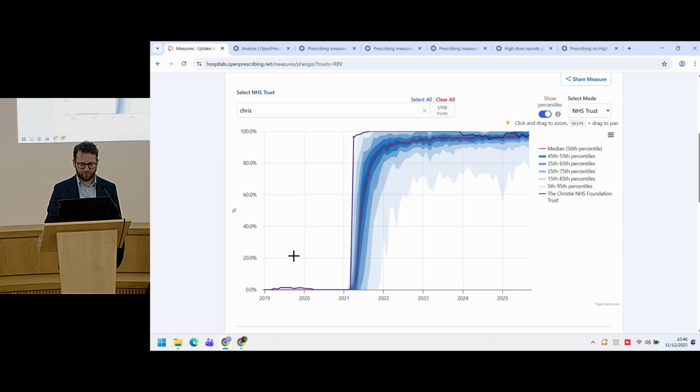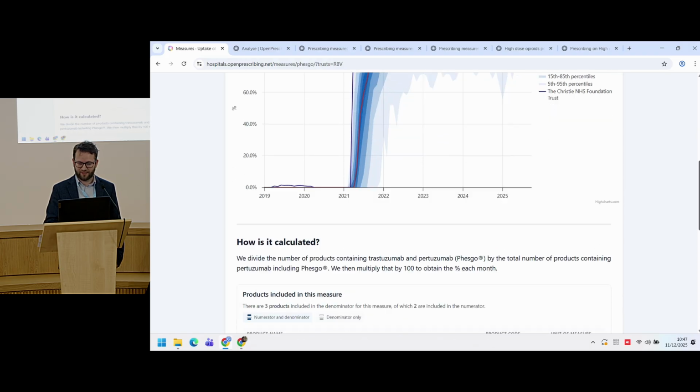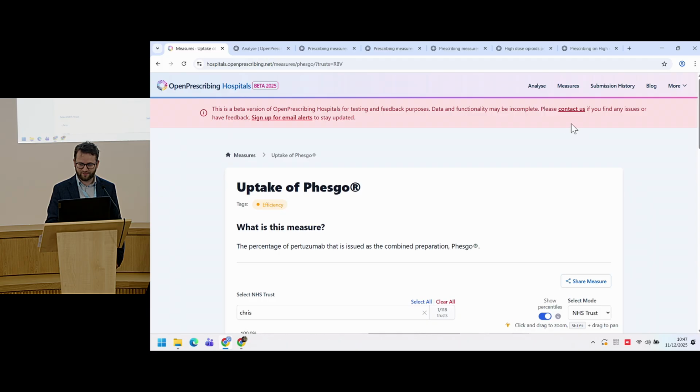I think they probably were possibly part of the trials and things because there is some early usage. So they were obviously already familiar with it, but you can see how one trust has adopted it quite quickly, and then you can add your own trust in potentially, or trusts you're interested in, and see are they following a similar pattern, are they lagging behind, and think then about the reasons why there might be differences across trusts. There was lots of other little bits and pieces, so you can look at different regional trends, different ICB trends as well in here. So there's lots to see, but that's a very brief look at the measures.